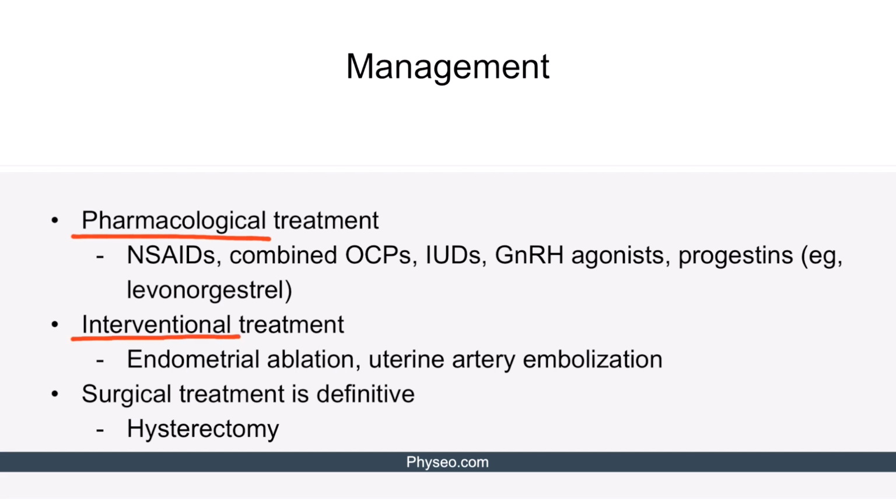Interventional treatment with endometrial ablation or uterine artery embolization can be done in patients who no longer wish to conceive. Finally, surgical treatment with a hysterectomy is the definitive treatment for severely symptomatic patients, patients with recurrent disease, or patients who do not wish to conceive.